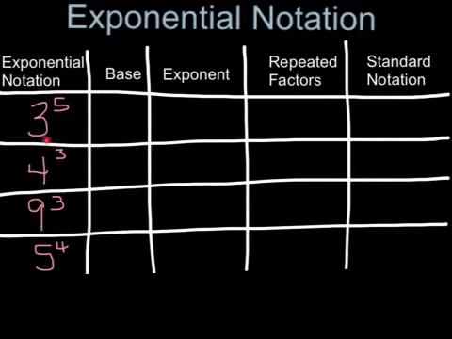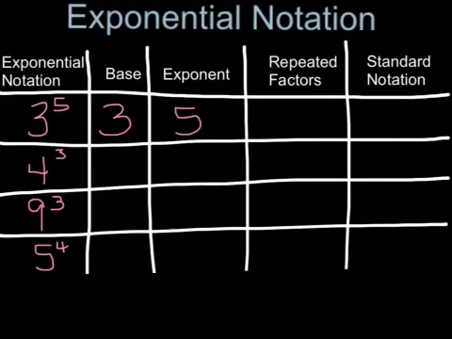We have 3 to the 5th, 4 to the 3rd, 9 to the 3rd, and 5 to the 4th. We're going to work with these numbers and kind of tear them apart before we write our standard notation. The base of this first number, 3 to the 5th, is 3 because it's the factor that's going to be repeated and multiplied by itself to find our standard notation.